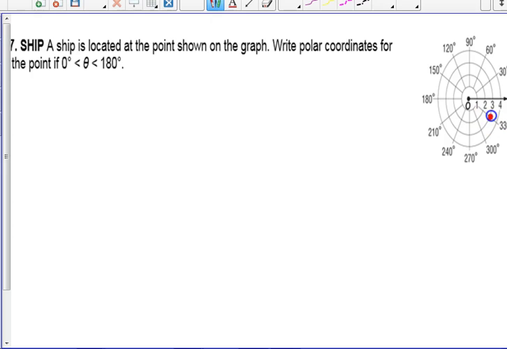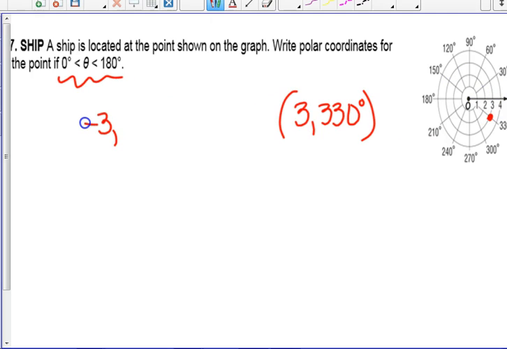There's the point right over here. So it looks like 3, 3, 30. Does everybody agree that that's what it looks like where that dot is on your paper? But it says we need to name it between 0 and 180. 150. Oh, you guys are good. Everybody okay? Around to 150 and then back up 3.